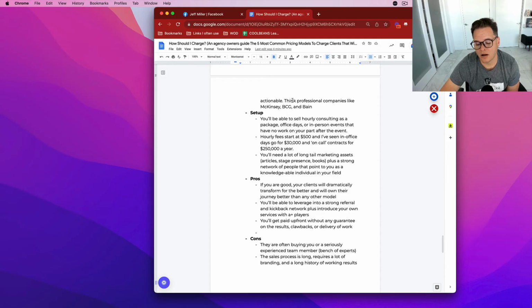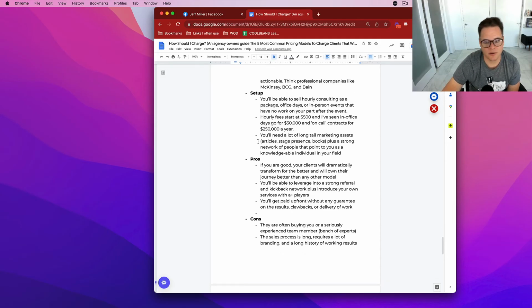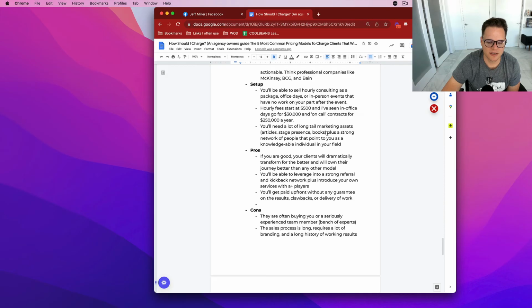You'll need a lot of long-tail marketing assets like articles, stage presence, books, history, all that fun stuff. You can't just run out saying, hey, pay me $500 an hour. It's going to be very, very difficult to get success that way. Plus, you'll need a strong network of people that point to you as a knowledgeable individual in the field.